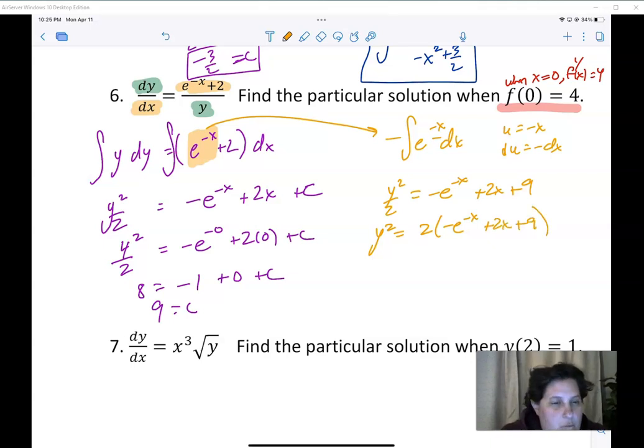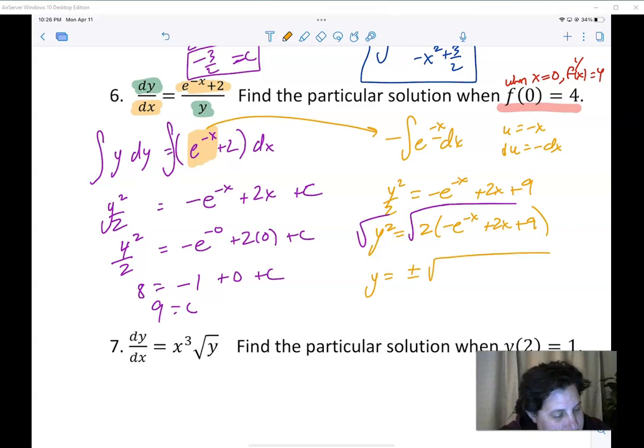I mean, distribute if you want, but you don't have to unless it was a multiple choice question. You'd see if they distributed or not. And then my last step, square root both sides. Okay? So y equals plus or minus square root of 2 negative e to the negative x plus 2x plus 9. There we go. All right?